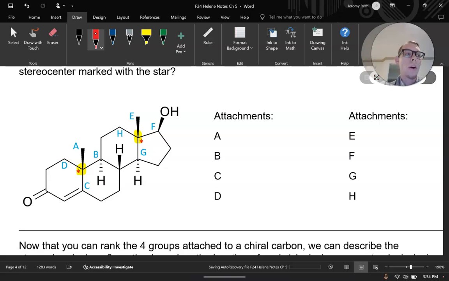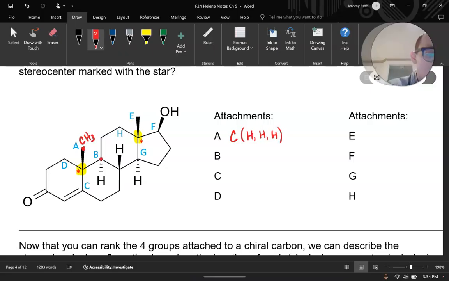What we're going to do is practice ranking each of the different groups that are attached to those yellow highlighted atoms. If I look at A, which is this top part right here, that is going to be a methyl group, so we have a CH3. So I can write out all of the things that are ranked with it. I am going to be connected to a carbon, and then my 3 different attachments are going to be a hydrogen, a hydrogen, and a hydrogen.